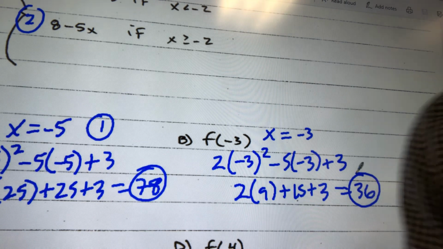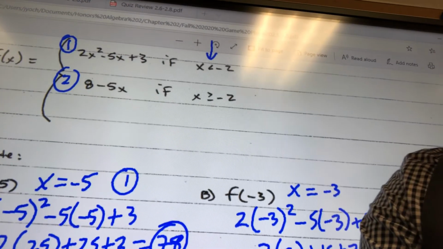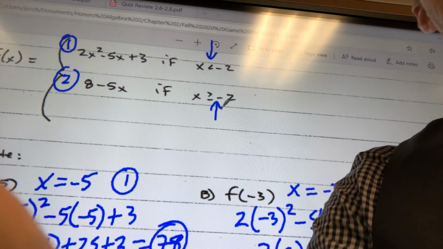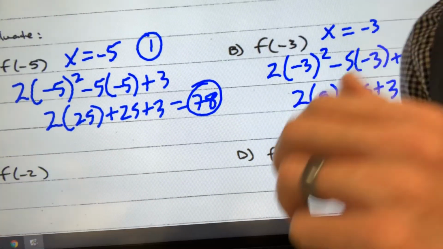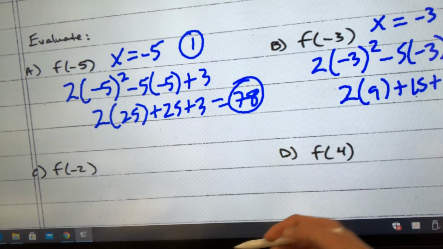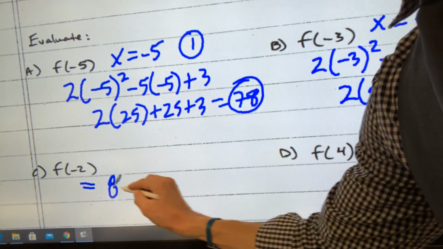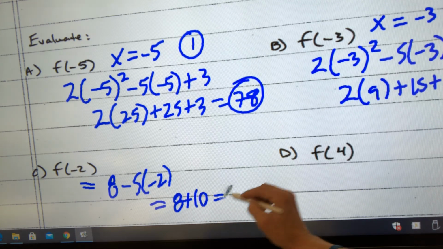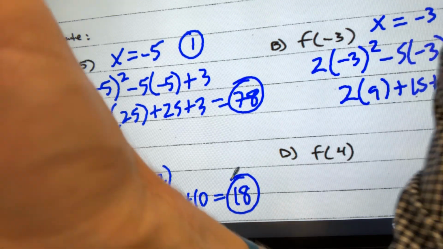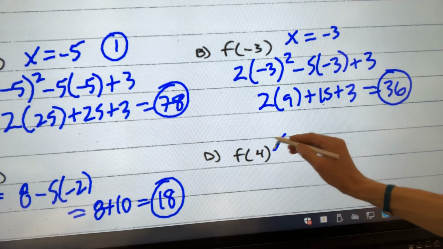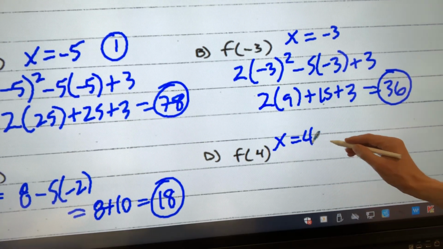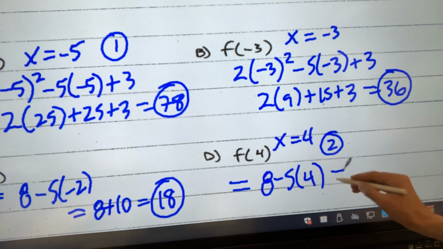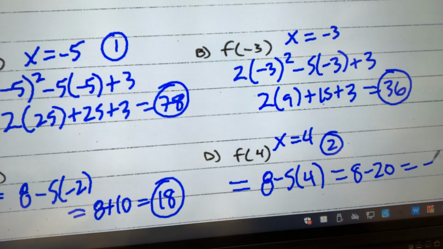And then I get when is x allowed to be -2? Take a look here. Greater than or equal to -2. That is the second equation. X is allowed to be -2 in the second equation only. So it's going to be 8 minus 5 times -2, which is 8 plus 10, 15. Then when is x allowed to be 4? 4 is definitely greater than or equal to -2 in the second equation as well. 8 minus 5 times 4 is 8 minus 20, which is -10.